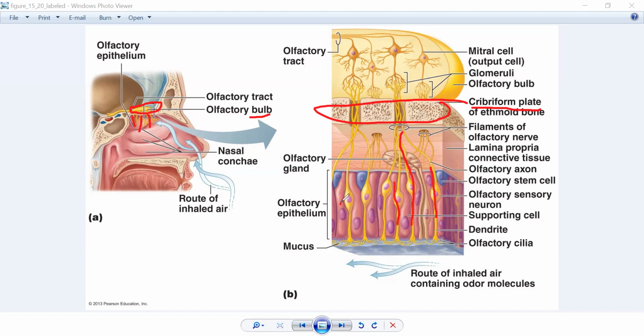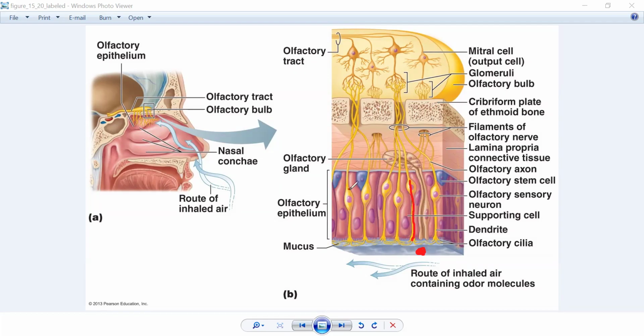You do make mucus. You have some support cells here that make mucus. The mucus is going to help to trap the chemicals that are traveling in the air. They travel in the form of a gas, right? And the mucus helps to trap the chemicals in the gas, right? So that gives time to stimulate the receptors to interpret what it is you're smelling.